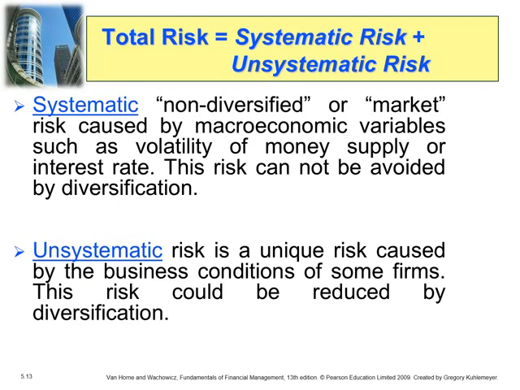The second type of risk is unsystematic risk. It's a unique risk caused by the business conditions of some firms. For example, if some firms have a worker strike, this is related to these firms only, not all the firms. So I can eliminate or reduce this type of risk by diversification, by not putting the assets of these firms in my portfolio.